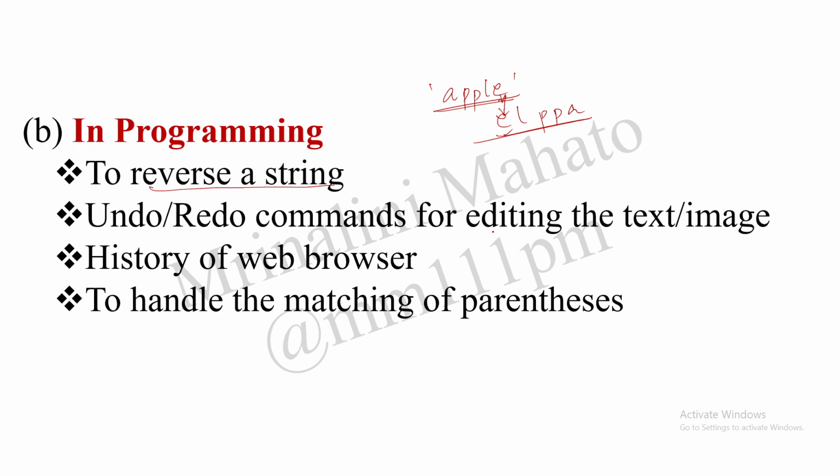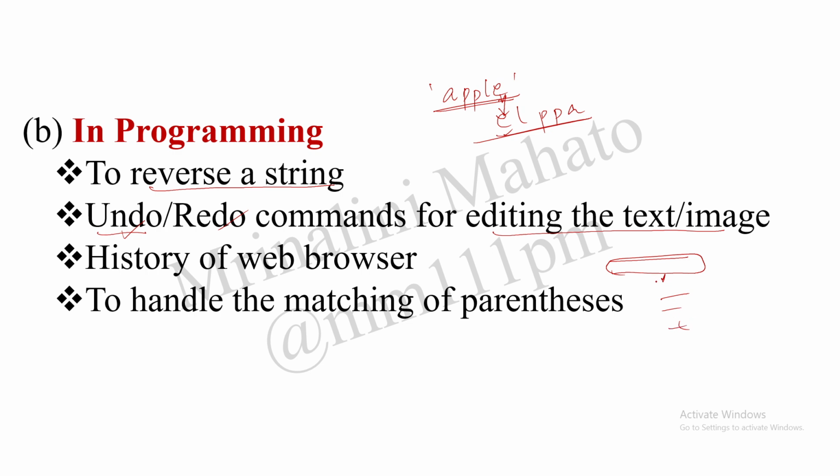Undo redo command for editing text or images. Undo is for undoing. After modifying, if you realize that your first method was correct, at that time you click the undo button. Otherwise, after modifying, whatever change you want to save, at that time we go for the redo command. Okay. Now history of a web browser. Whatever you have surfed on the internet, you can see whatever website you visited most recently, it will display first, then the next, like this as well.